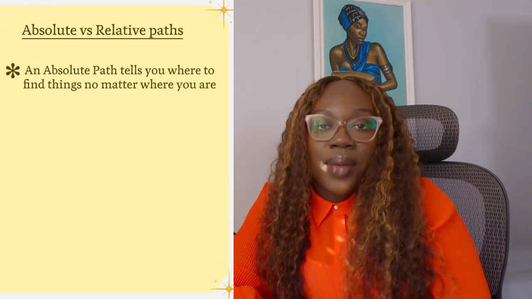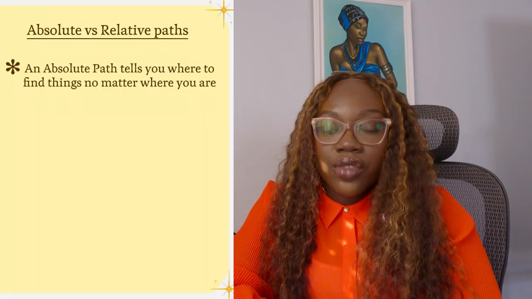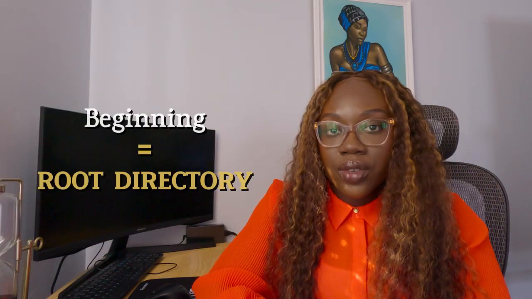Computers need clear instructions in order to know where to find things and what to do with them. An absolute path tells you where to find things no matter where you are. It always starts from the beginning, which is the root directory, in our example the front door. So no matter where you are, if I give you the directions from the front door to wherever I need you to go, you'll be able to find it because I gave you the full path of instructions.